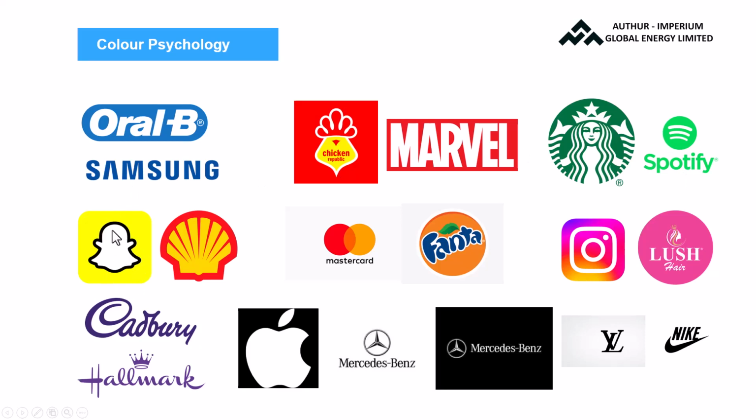Excitement. We come to yellow, we talk about excitement and energy. So excitement, Snapchat, energy, Shell with some orange to it. Then orange, we talked about excitement and success. So Mastercard, the people that use Mastercard are mostly successful people that have a lot of money.